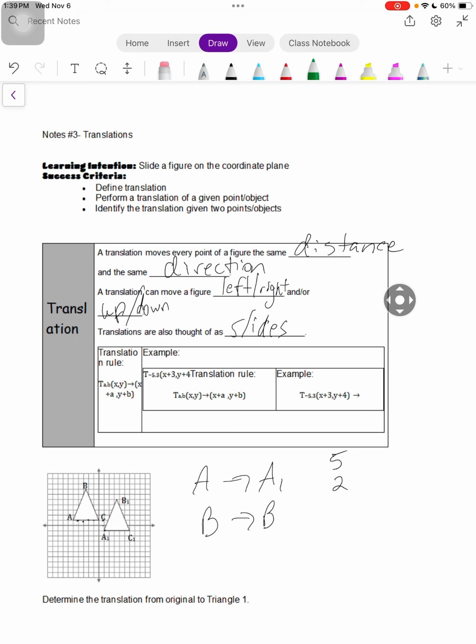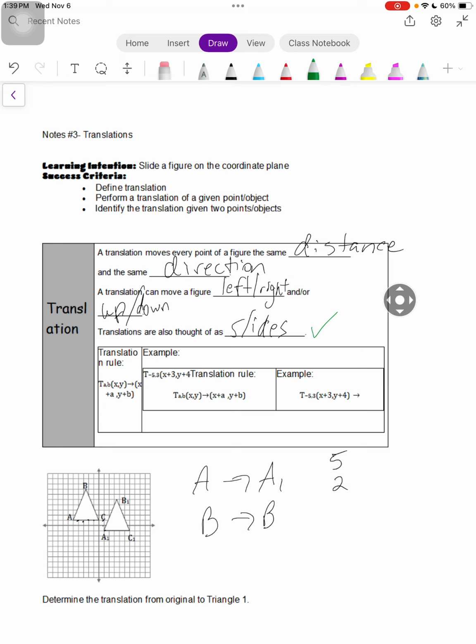So the first thing is, a translation moves every point of a figure the same distance and the same direction. A translation can move a figure left or right, and or up and down. So that's why we think of them as just slides. But it has to be the entire figure. It can't just be one point. It has to be the exact same.